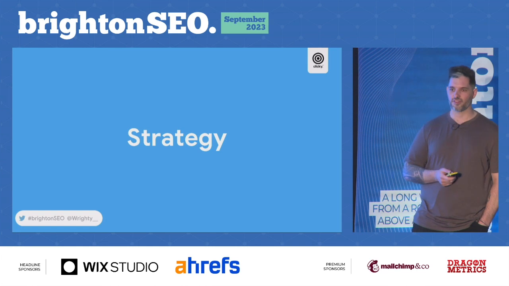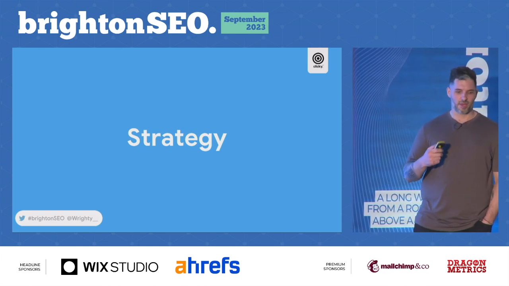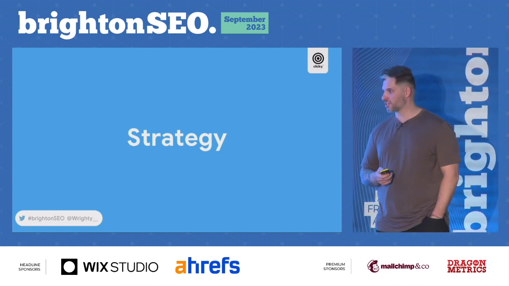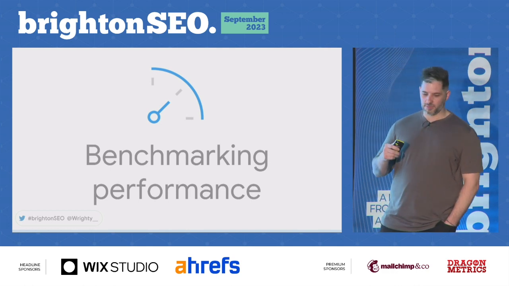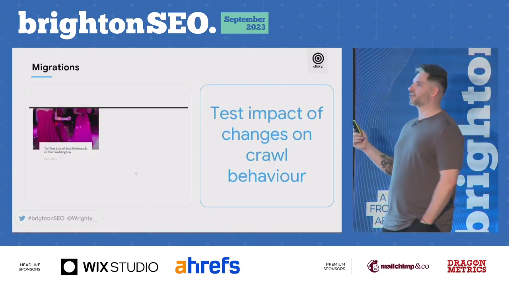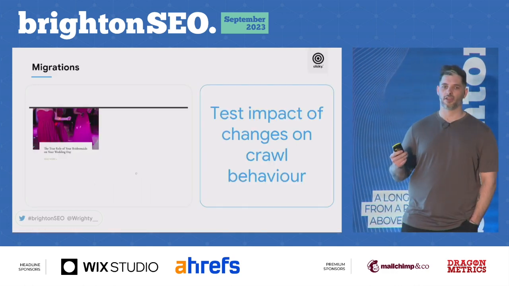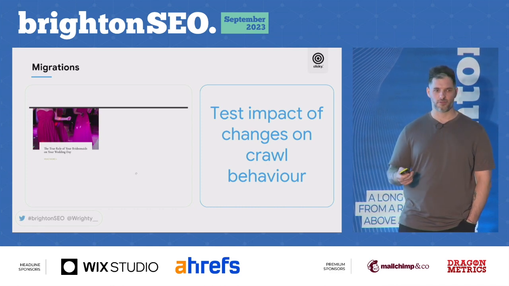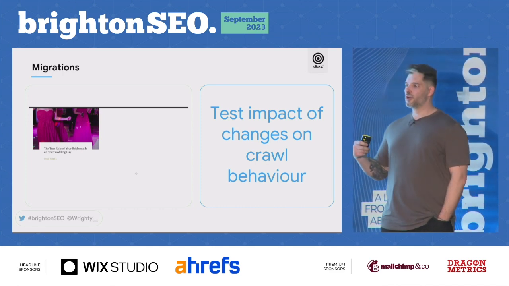So that's some of the maintenance issues and some of the things that you can do from that perspective. I'm going to touch on a couple of strategy things now. The first one is benchmarking performance. You can test the impact of changes that you've made to your site and cross-reference with crawl behavior, which is quite useful because you can start to get an insight into whether they've worked or not.